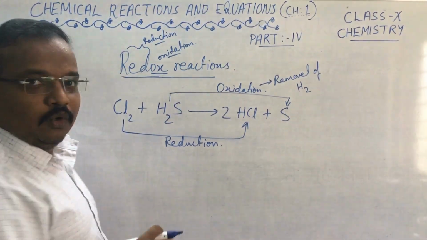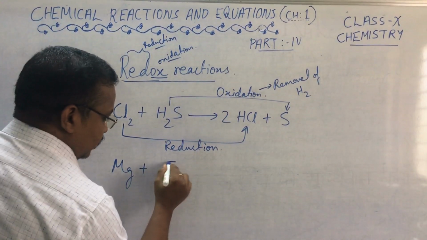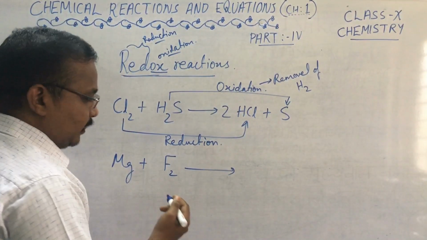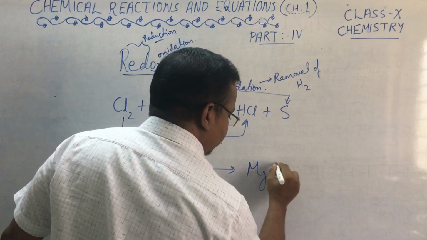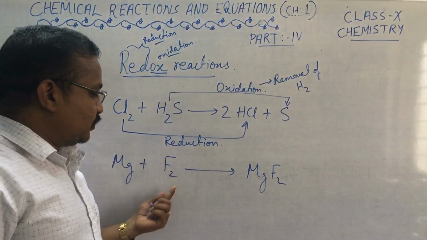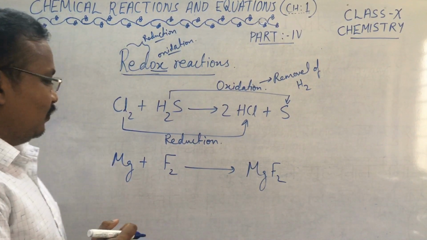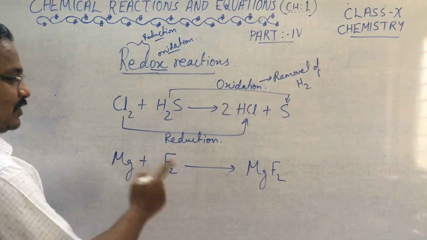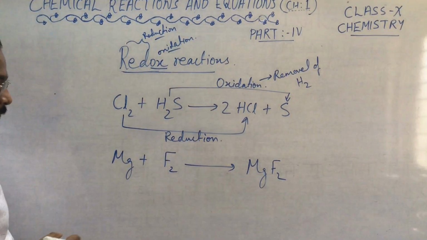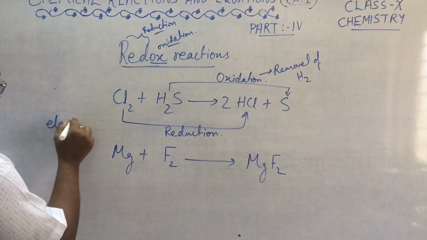Now let us look into another example, where Mg plus F2: magnesium on reacting with fluorine produces MgF2. In this reaction also, there is no oxygen, and hydrogen is also not present. Now, how can you say that this reaction is also a redox reaction? Here another definition comes into play. In this species, electronegativity comes into play.